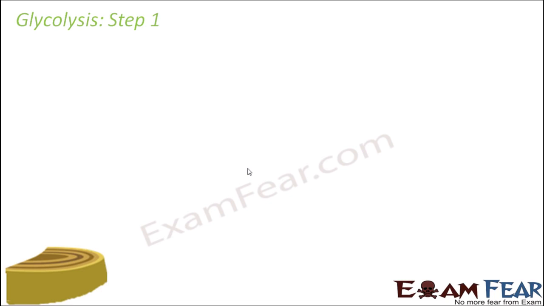Now let us look at the 10-step glycolysis process. We will start with step 1. Since it is a 10-step process, a lot of intermediate products will be formed, because at each step some product will be formed, right? A lot of enzymes play a crucial role in each and every step. So we will talk about the starting material of each step, the product of each step, and the enzyme which makes that step take place. So for step 1, the starting material is obviously glucose.